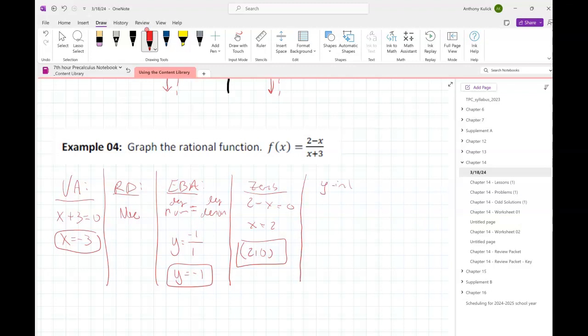And then I need my y-intercept. X is always 0. And then y is just, well, I'm plugging 0 in, so I have 2/3. So I have 0, 2/3. So far, so good? Everybody feel like it was okay finding those key points?